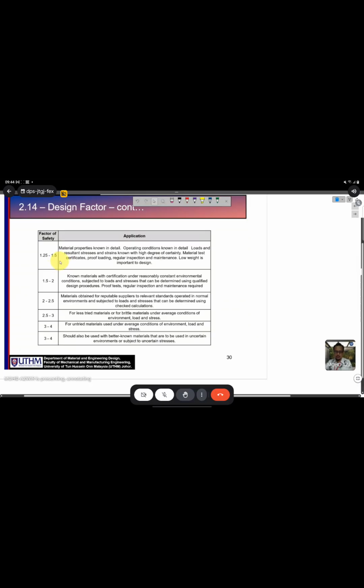If most of the things are unknown, you need to use a bigger safety factor, 3 to 4. A factor of 3 to 4 should also be used with brittle materials that are to be used in an uncertain environment or subject to uncertain stresses. In between the minimum and maximum, you can read here. Maybe for your project you can use a safety factor between 2 and 2.5. This is a guideline to check what suitable safety factor you can use.